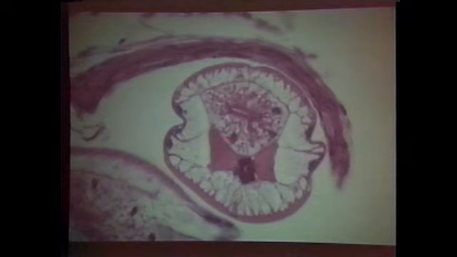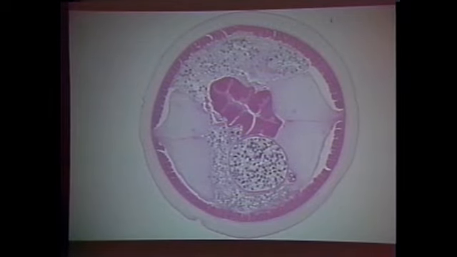Here's Baylisascaris. Look at those nice little lateral alae, and the worm is about 50 micrometers in diameter. Here's your spirurids. Great worm. This is Physaloptera, all right? Look at these lateral cords. Most of the spirurids have huge lateral cords. I mean, this is much different than your ascarid.